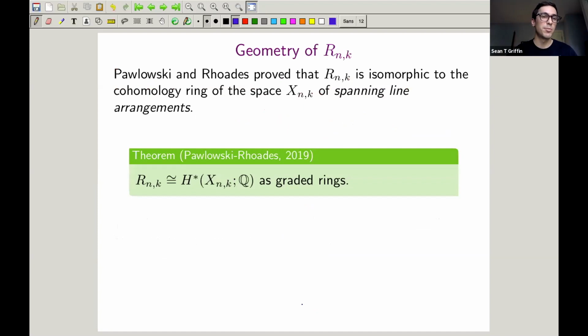Last year at FPSAC, Brendan Pawlowski presented his joint work with Brendan Rhoades, where they proved that Rnk can also be realized as a cohomology ring. It's the cohomology ring of the variety of spanning line arrangements. They were able to prove that Rnk is isomorphic to this cohomology ring as graded rings and also as symmetric group modules. There's a symmetric group action on these lines just by permuting the lines.